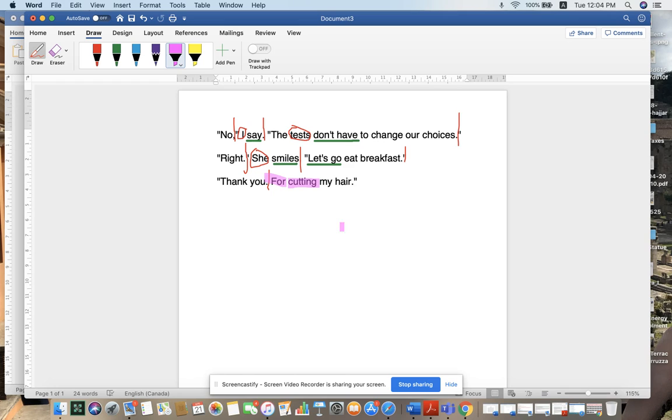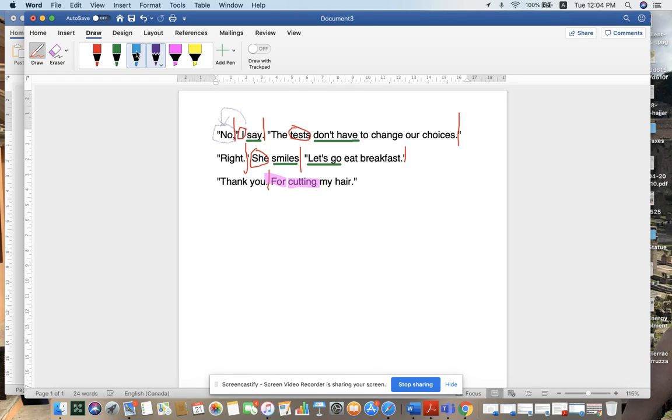So here is pretty much everything we need to know. We have 1, 2, 3, 4 main ideas. I say, tests don't have, and she smiles. So let's look at this. I say, what do you say? I say no. Okay, so the direct object of I say is the quote no.